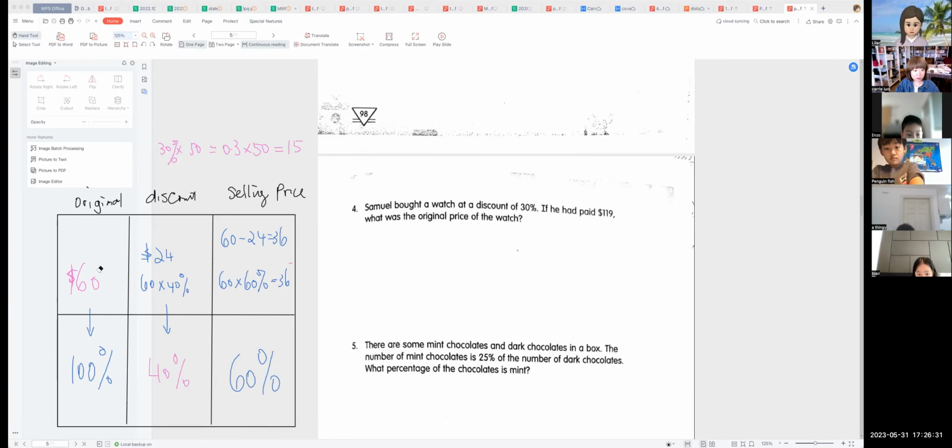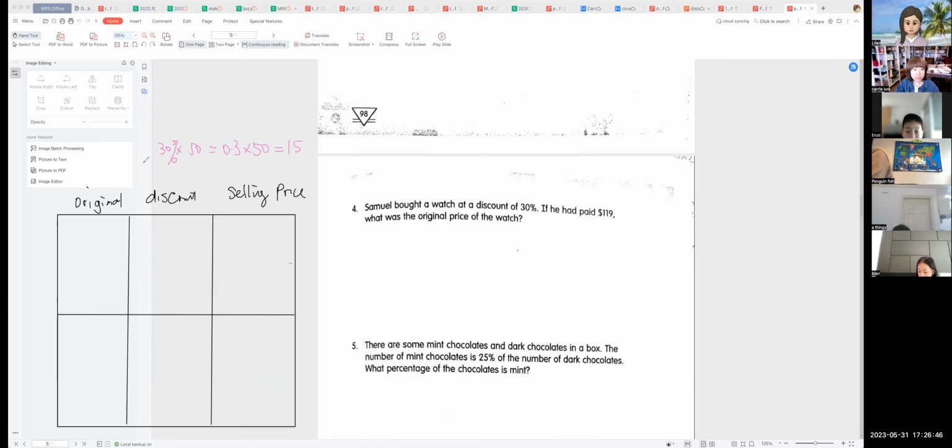Okay, so everybody, now let's take a look at the fourth question. I'm still using the chart because you know what? The chart is our best friend. So let's take a look at this one. If I said the selling price for this one is 30% of the original price, and the discount is $14, could you please tell me how much is the selling price and how much is the original price?